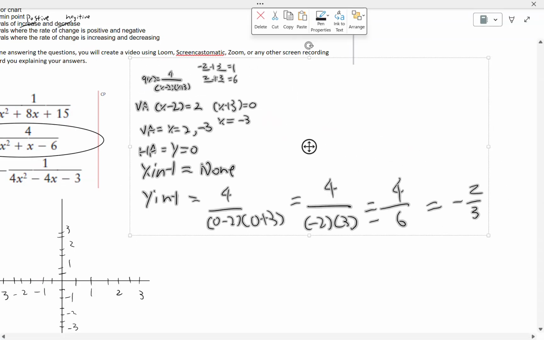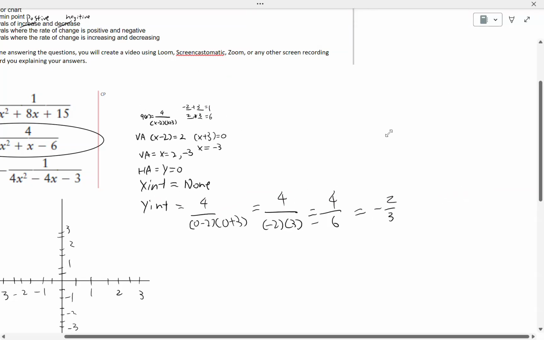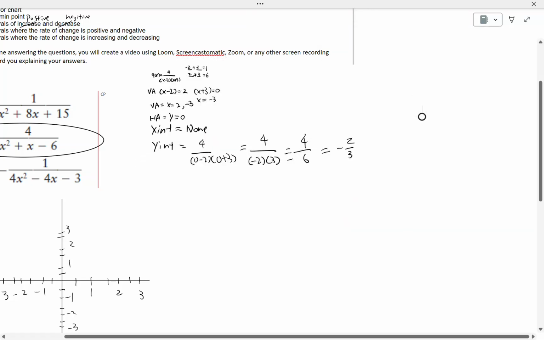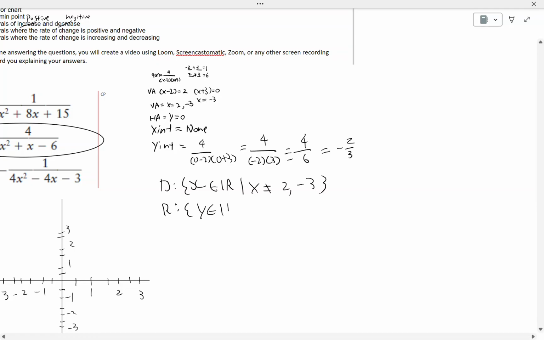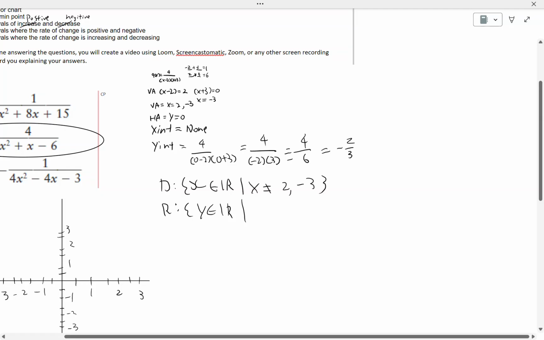And next, we're going to find our domain and our range. So first, domain. Domain, first we're going to do x is an element of the real numbers. And some restrictions we have are the vertical asymptotes. In this case, x cannot equal 2 and -3. And next, our range, again y is an element of the real numbers. And it cannot be our horizontal asymptote, which is a restriction. So y cannot be 0.